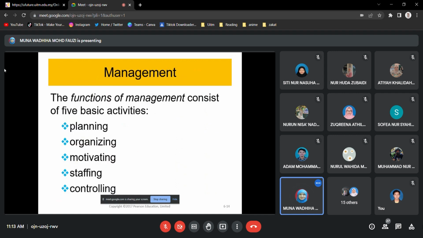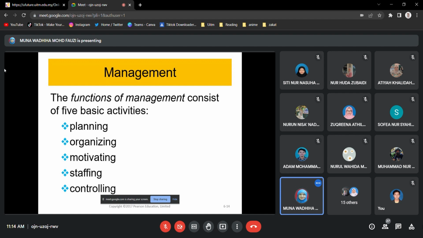Okay, so I think we can proceed with the first internal audit. The first one is about management. So what is management? Management is a process, a function that consists of basic activities. In a simple definition, management is getting things done through people.